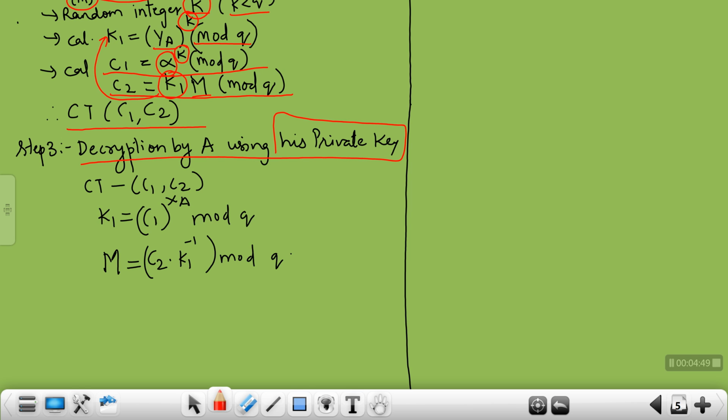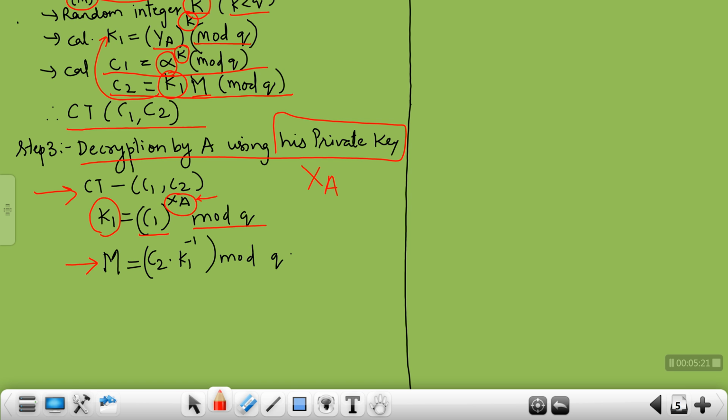What is A's key? It is nothing but XA, whatever he has chosen; that XA value will be given to you, and using that you are going to do the decryption. He has the ciphertext with him, that is C1 and C2. First he will find out K1, the key that is required. He doesn't even need to find K. K1 is nothing but C1 raised to XA, where XA is the private key of A, which A already has, mod Q. By doing this, he will get the value of K1.